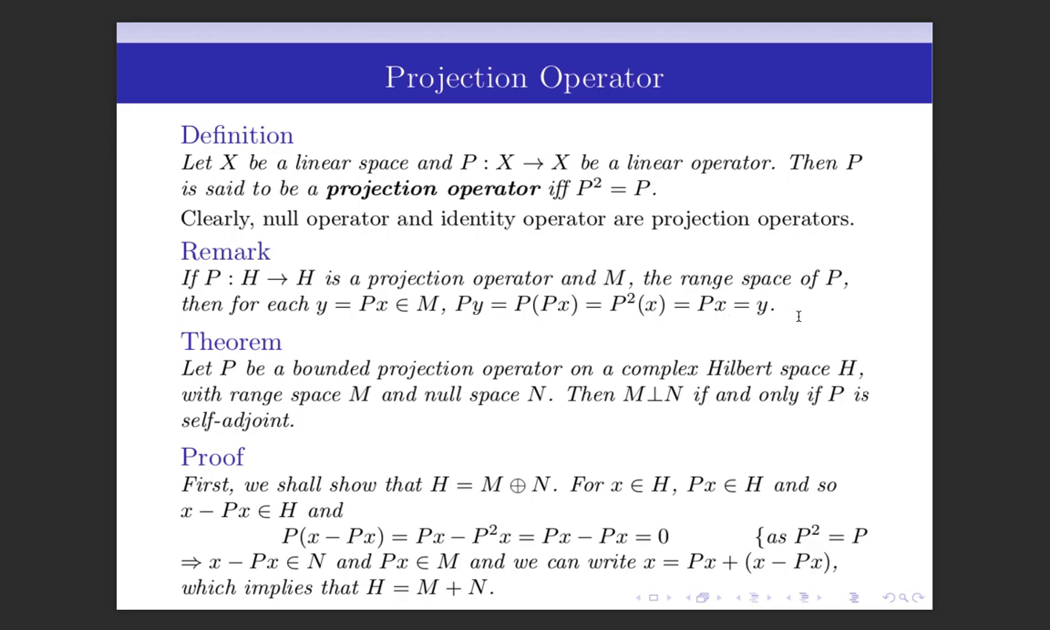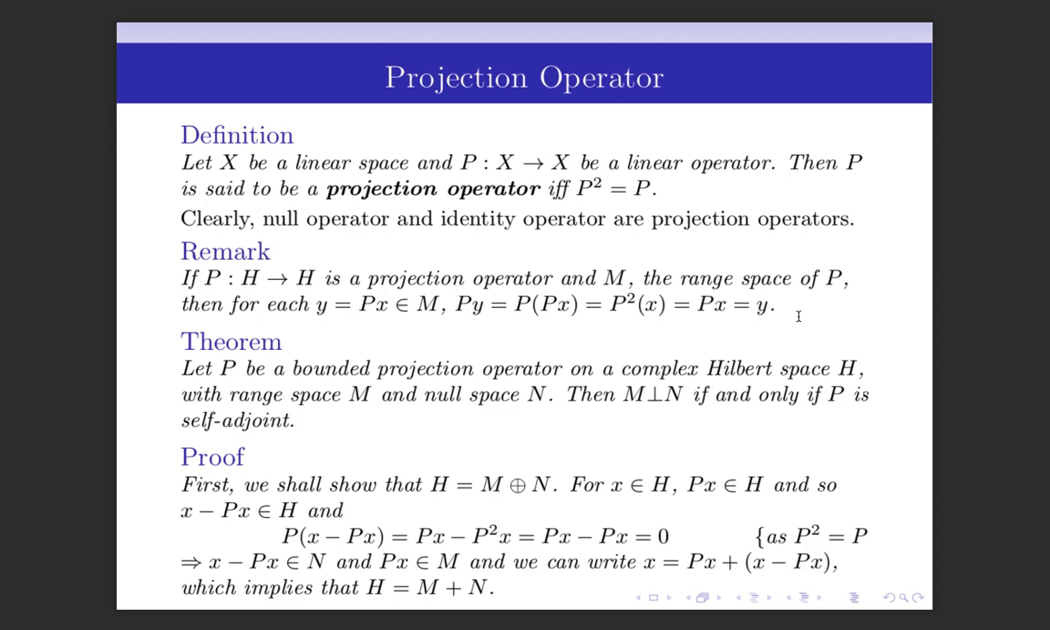Now we shall prove a theorem. Let P be a bounded projection operator on a complex Hilbert space H with range space M and null space N. Then M is orthogonal to N if and only if P is self-adjoint. Let us prove this theorem.